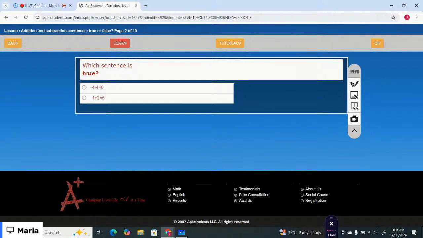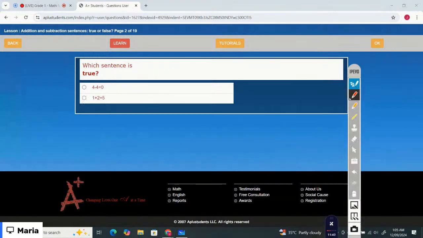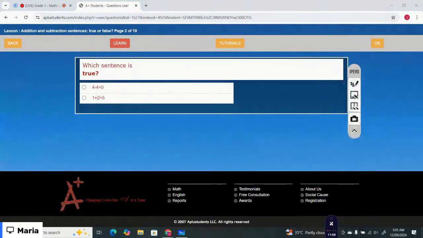Which sentence is true? You are given two options. They are 4 take away 4 is 0, and 1 plus 2 is 5. So let's solve and find the correct one. The correct option is option number 1, because when you subtract 4 from 4, the answer is 0. When you add 1 plus 2, it is 3, and 3 is not equal to 5. So the correct option is option number 1, that is 4 take away 4 is 0.